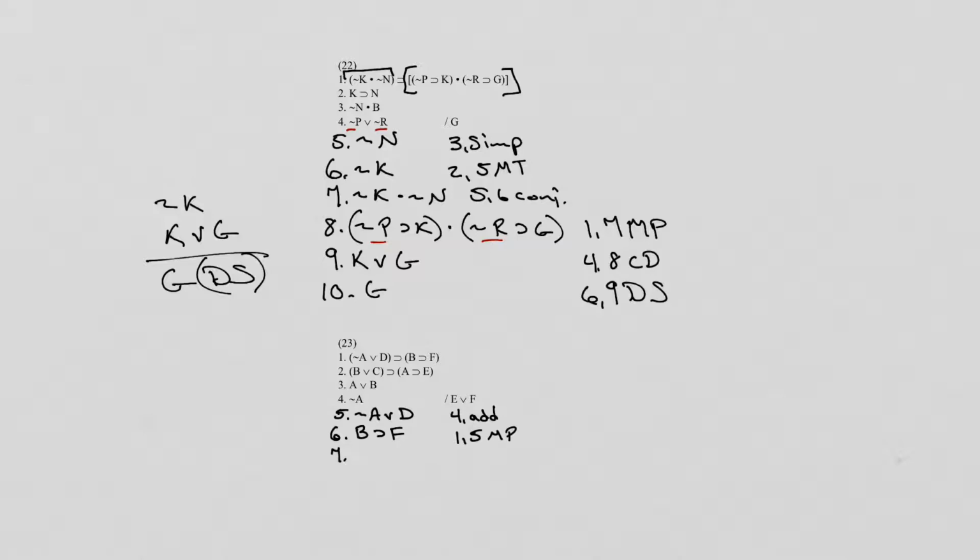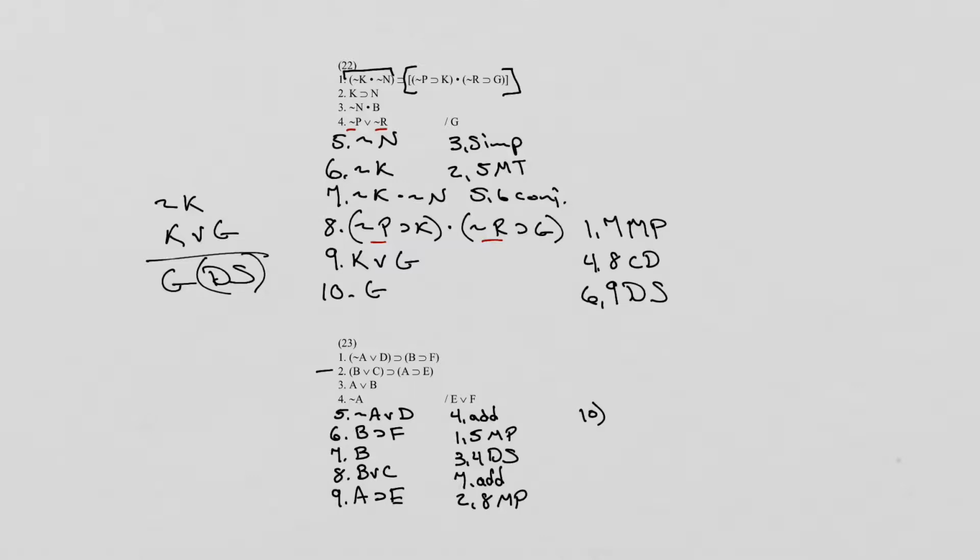And then we need to do the same thing, but we need to get a B. So the only way to get the B is with 3 and 4, and we're going to do DS again. So then we get B, and then once we have B, we're going to add the C. Then once we've added it, then we're going to go back up to line 2, and we're going to get our A to E. So we're going to do 2 and 8, modus ponens.